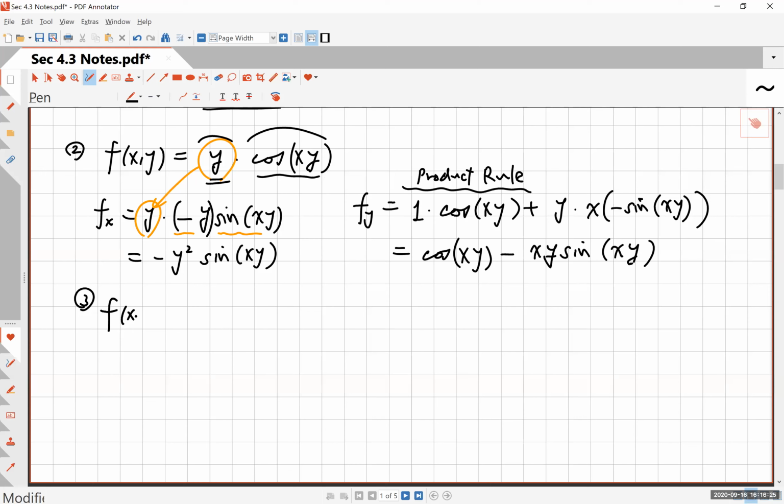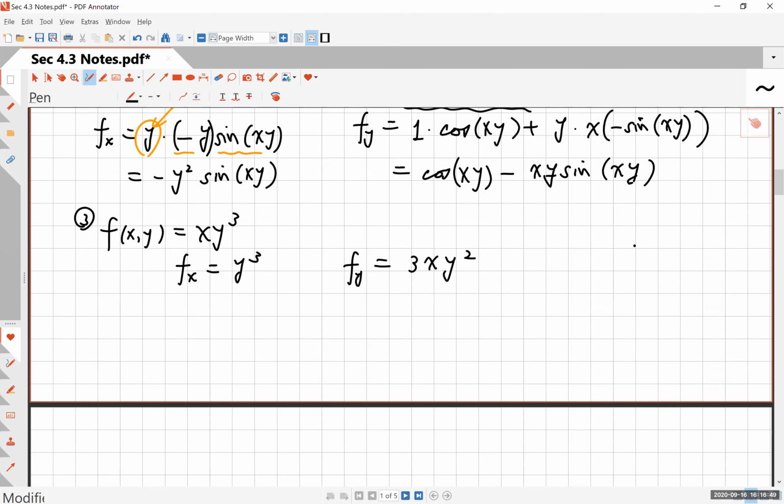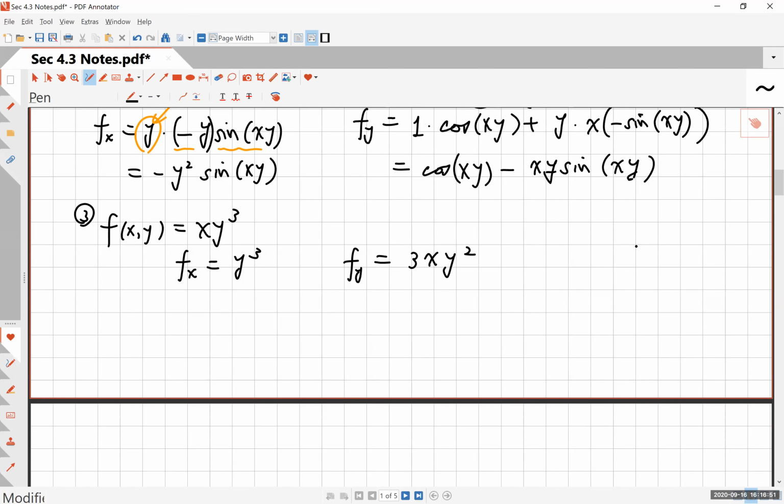How about if f is x times y cubed, okay? Is it simple? Maybe too simple. What's f sub x? Yeah, it's y cubed. No problem here, right? And then how about f sub y? This is 3xy squared, thinking of x as a constant again, right? So that is what we get. No problem, right?